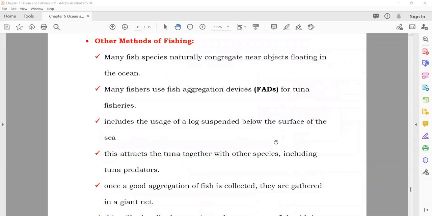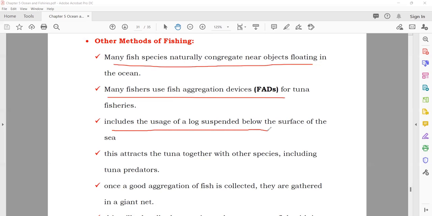Other methods of fishing, okay? They're saying that not only the net, many people are also putting a thread out and sitting there. Many fishers have devices for tuna fishes. They include and suspend a type of net which will catch everything, not a special type. So they're saying that you have to introduce a method which will not cause overfishing. So that is the method you should use for fishing.